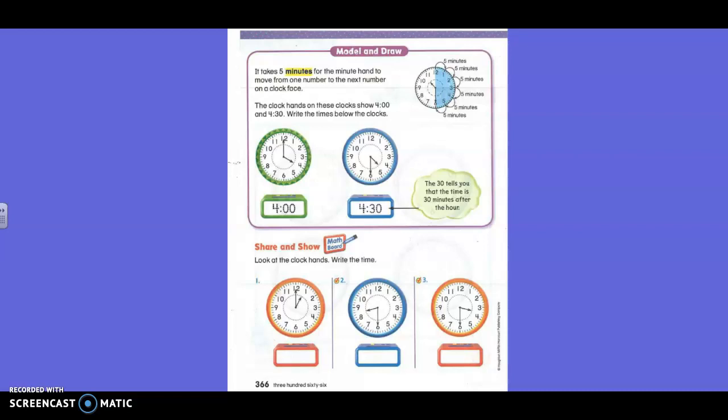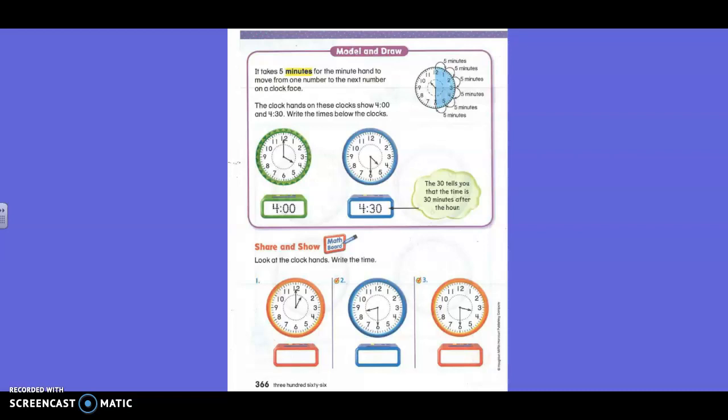So you can go 5, 10, 15, 20, 25, 30, 35, 40, 45, 50, 55, 60 slash 0. Yes, 0. Okay. All right. So for the minute hand to move from one number to the next number, it's 5 minutes.